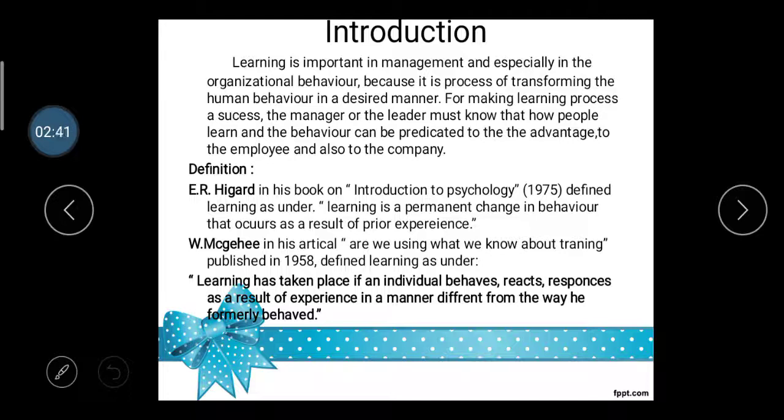Then, McGrath, in his article What We Know About Training, published in 1958, defined learning as follows: learning has taken place if an individual's behavior, reaction and response, as the result of experience, is in a manner different from the way he formerly behaved.